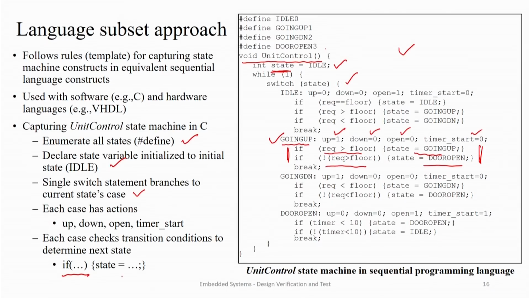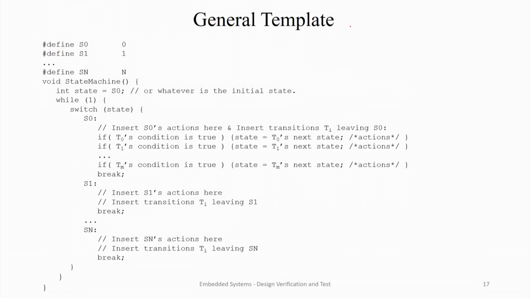Okay. So, you can use an explicit if-else instead of an if. This if condition then next state structure gives you the way to go to a next state based on a condition. So, what is the general template for designing any state machine using the programming language structure?